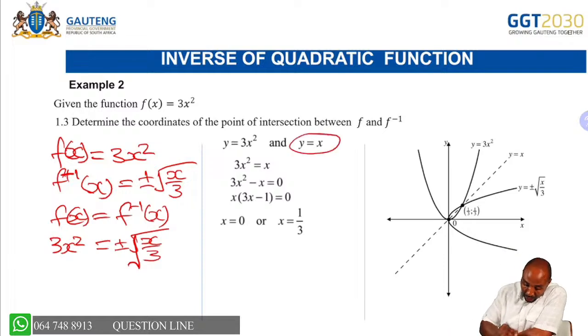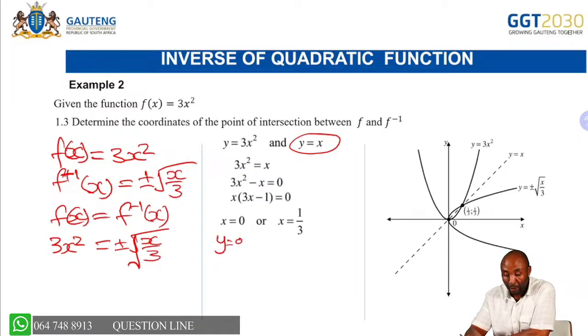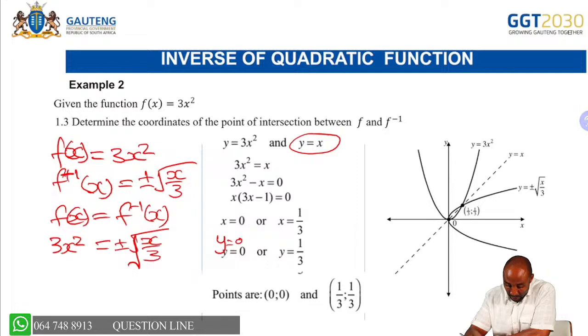Using y is equal to x, we are going to get our y as 0, and we are also going to get our x as 1 over 3, giving us our points of intersection as (0, 0), as well as (1/3, 1/3). Now, we have answered question 1.3.